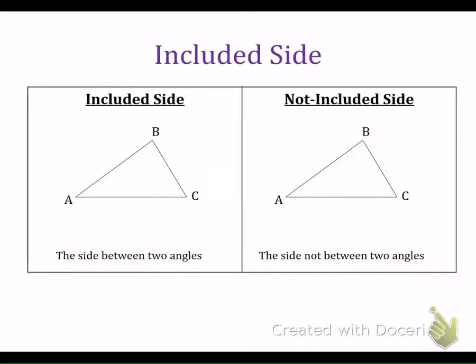So if you have two angles and the side in between the two angles, that's called the included side. That's when it would be angle, side, angle. When the side is not between the angles, then it's angle, angle, side.